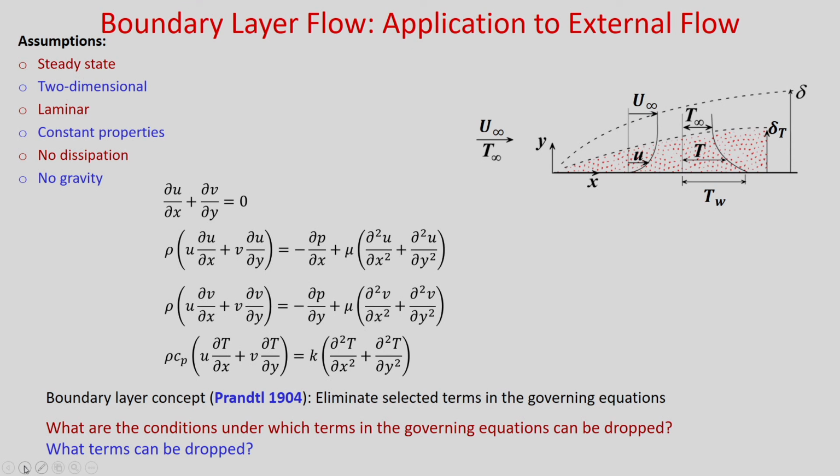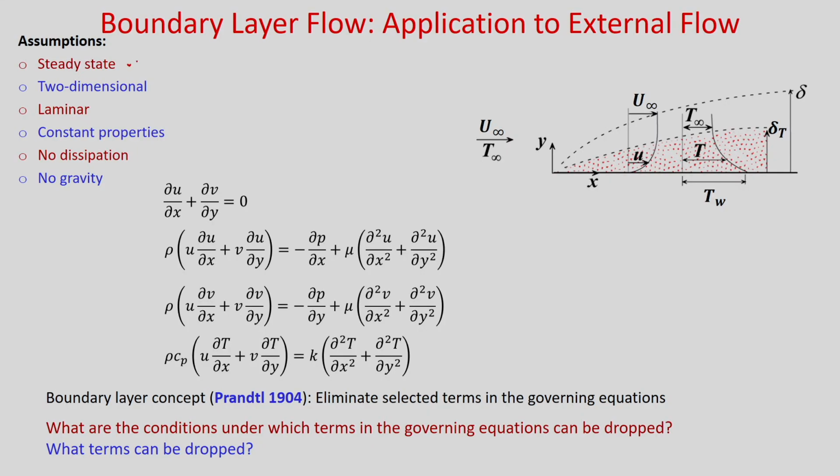Now, we will discuss about the boundary layer flow. We will consider Cartesian coordinate and we will consider external flows. First, we will assume that it is a steady 2-dimensional and laminar flow with constant properties and neglecting dissipation and gravity. So, invoking these assumptions, you can write the governing equations as this.